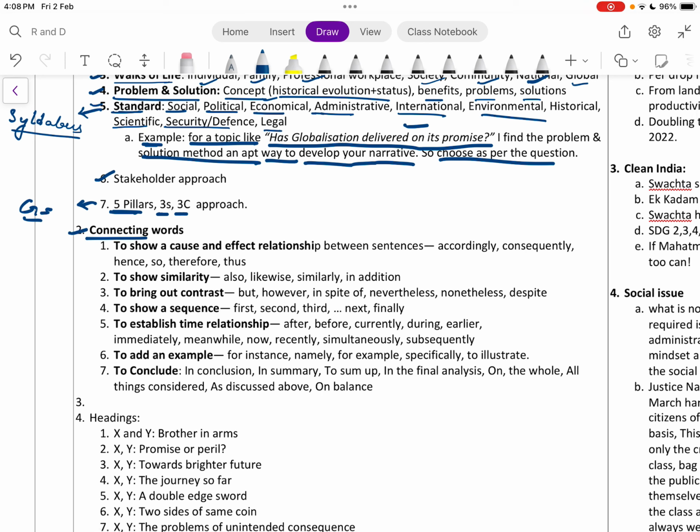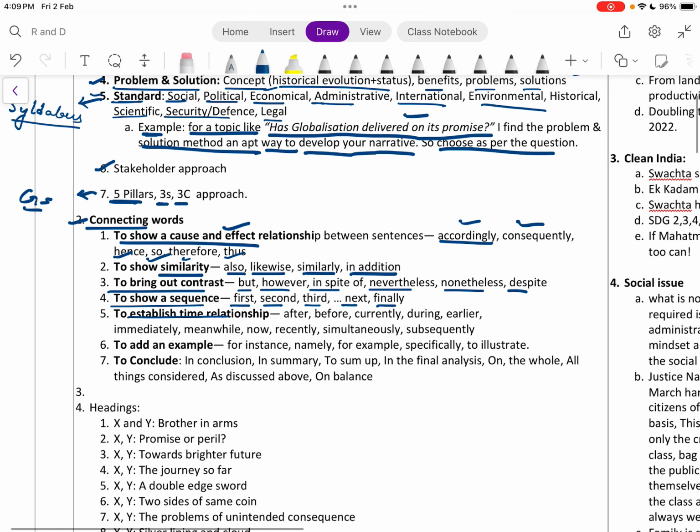Connecting words to show the cause and effect relationship between sentences: accordingly, consequently, hence, so, therefore, thus. To show similarity: also, likewise, similarly, in addition to. To bring out contrast: but, however, in spite of, nevertheless, nonetheless, despite. To show a sequence: first, second, third, next, finally. To establish a time relationship: after, before, currently, during, earlier, immediately, meanwhile, now, recently, simultaneously, subsequently. To add an example: for instance, namely, for example, specifically, to illustrate. To conclude: in conclusion, in summary, to sum up, in final analysis, on the whole, all things considered, as discussed above, on balance.